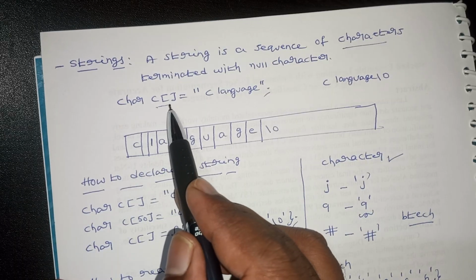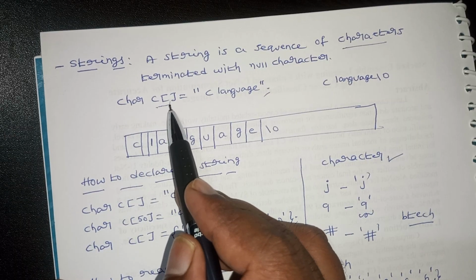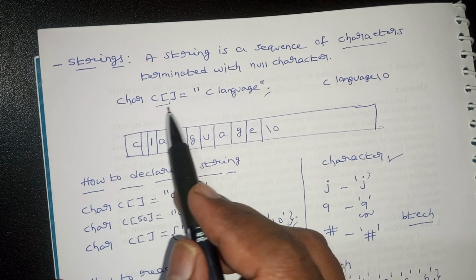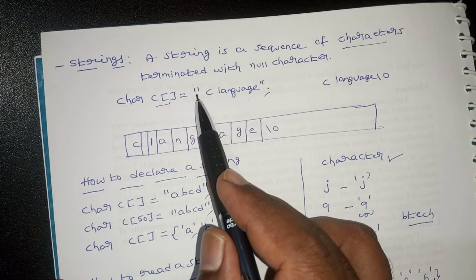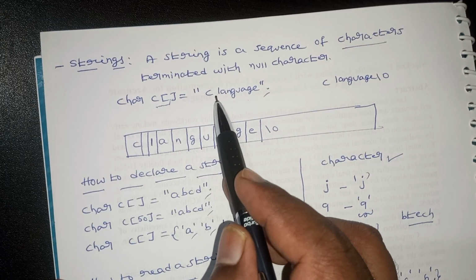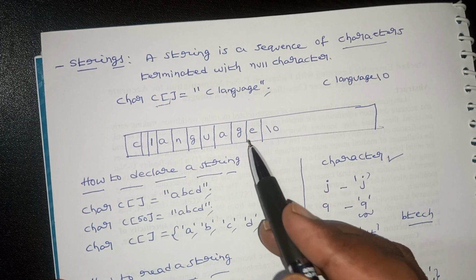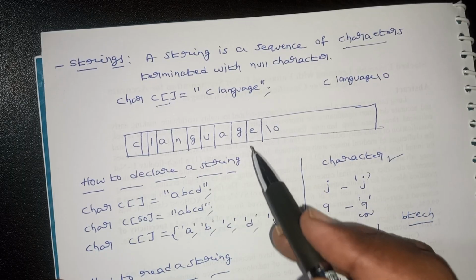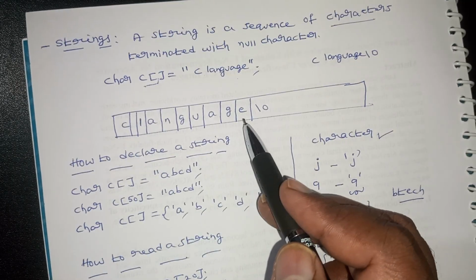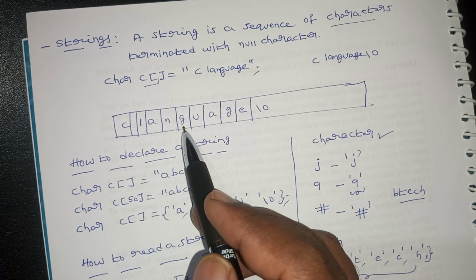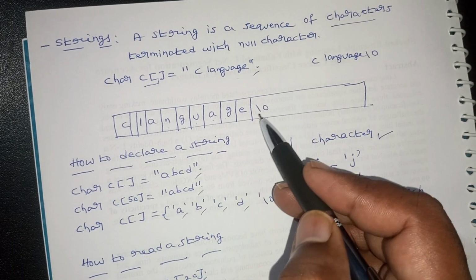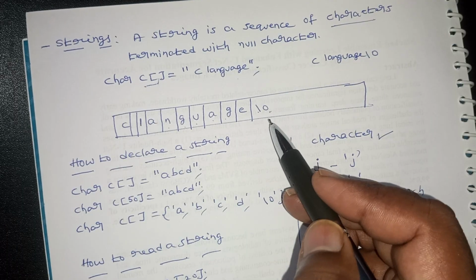Now what is c? c is an array, the size is empty, it is dynamic. The size may change. Equal to "C language" in double quotes, C space language, I am giving here. It is shown in the memory diagram, which is not visible to us. C space LANGUAGE. So what is the backslash zero? It is the end of the string.